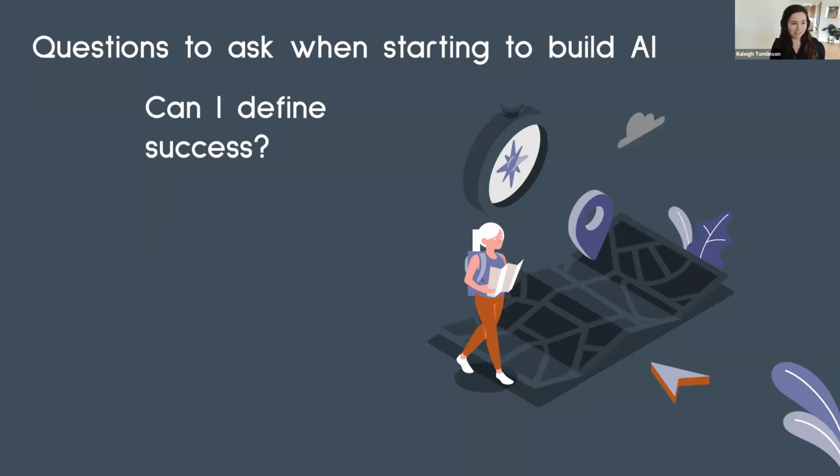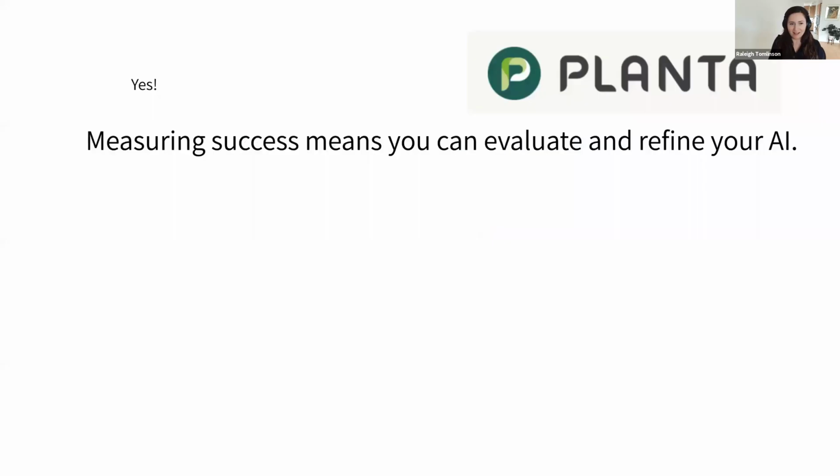So another question to ask is, how will I define success? Can I define success? Now that you've identified this behavior, how are you going to refine your AI and check in with your AI and make sure that it's doing what you intend it to do? So in Planta, yes, but measuring success means you can evaluate and refine your AI.